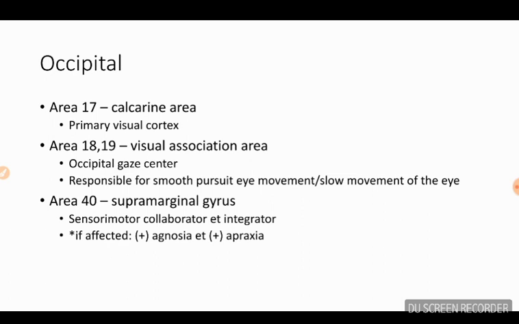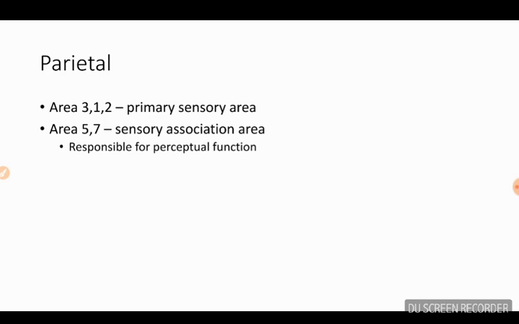Then area 40 or your supramarginal gyrus. It is your sensory motor collaborator and integrator. Once affected in stroke, you have the manifestation of agnosia and apraxia. Last on the cerebral hemisphere is your parietal lobe. You have areas 3, 1, 2, or the primary sensory area. Then areas 5 and 7, or the secondary sensory area, or your sensory association area.